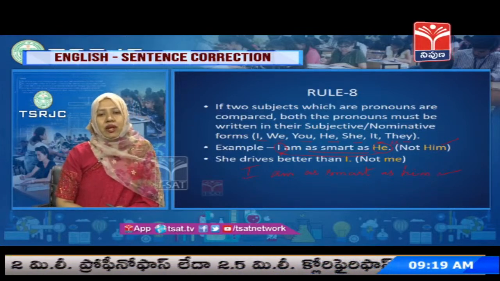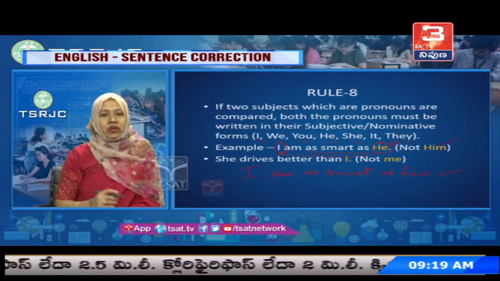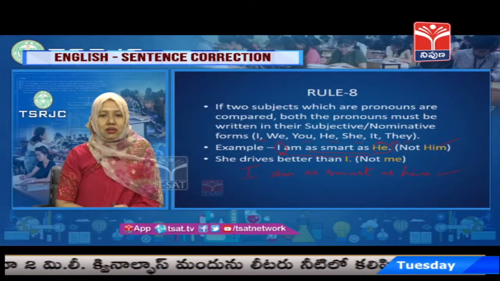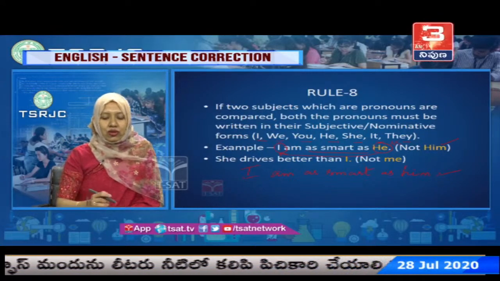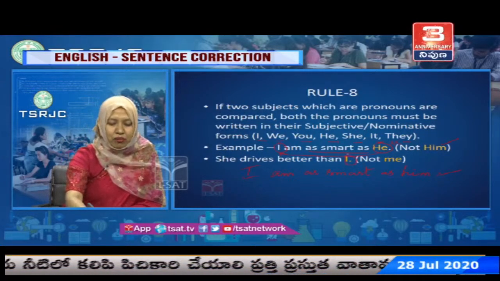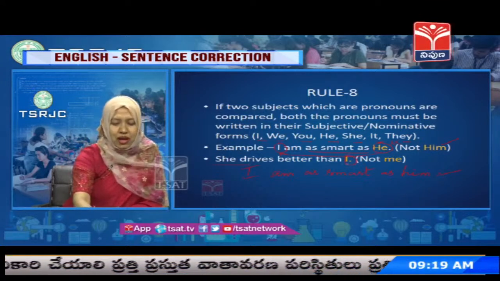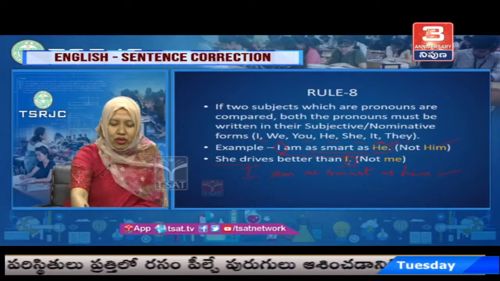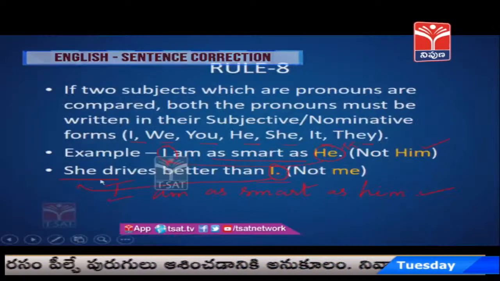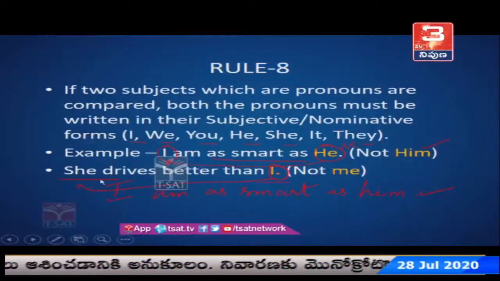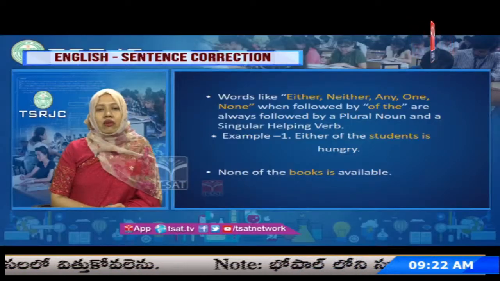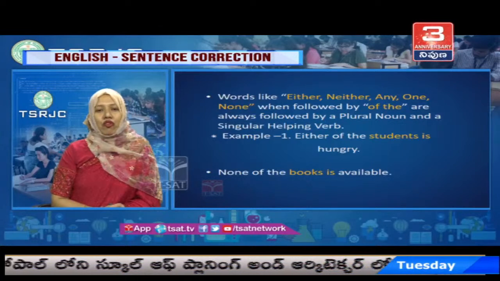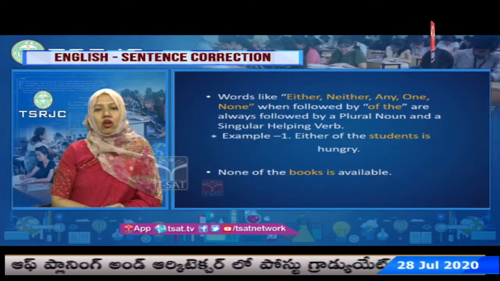She drives better than I. Most of them say she drives better than me. They use this, which is wrong. You should never use me in the object place. This is the subject place and this is the object. So in the subject place you always use I, he, she, you, etc. You cannot use me.